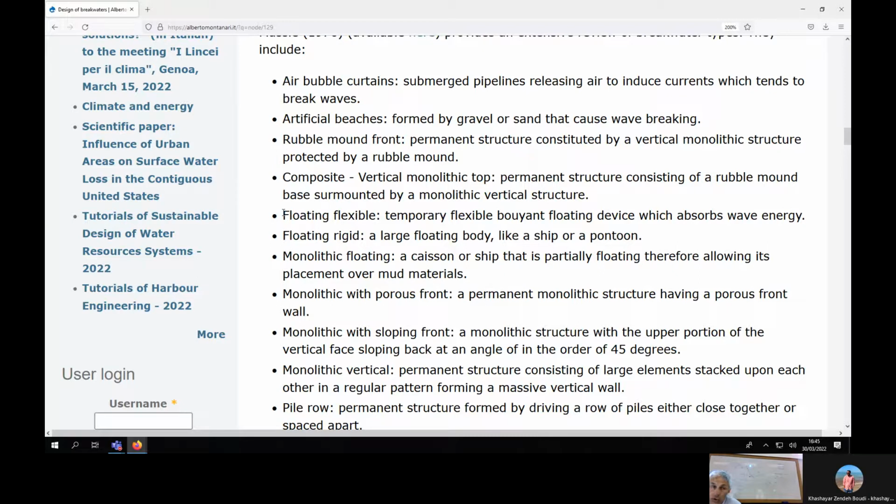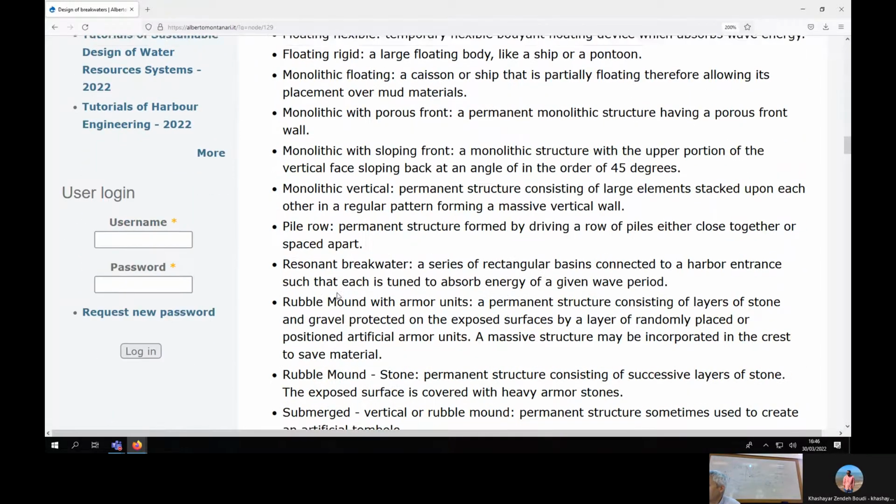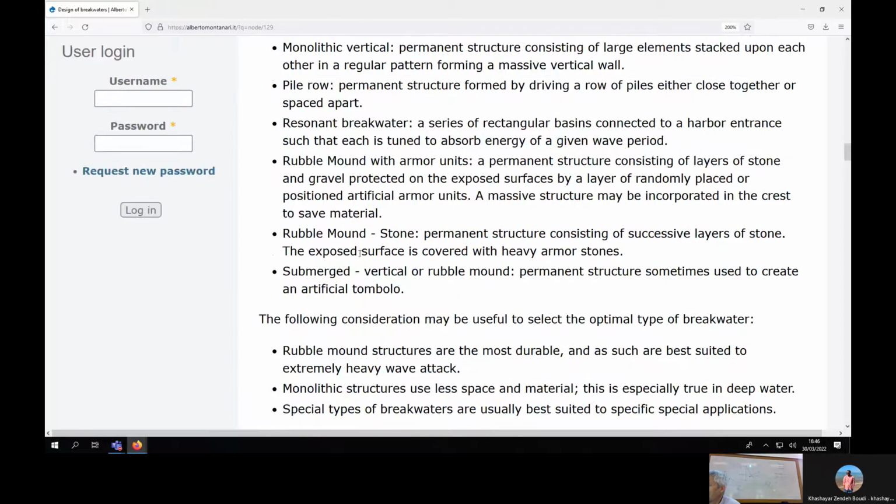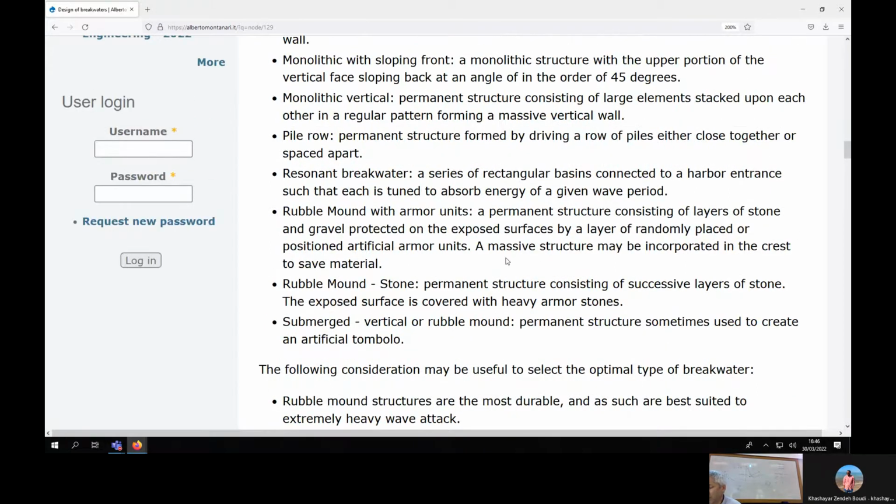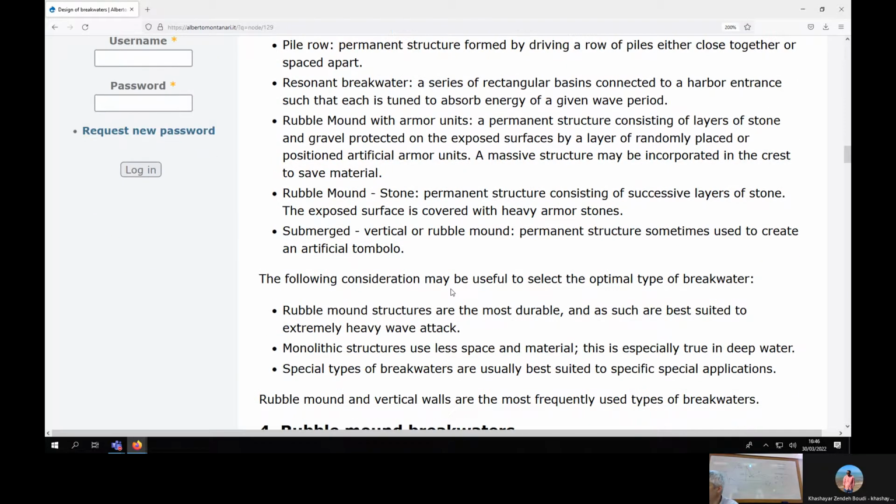And there are floating breakwaters. I think you also know this. I think Professor Archetti talked about this structure. Perfect, and so we can skip it. And you also know that breakwaters can be submerged or emerging. We can skip it.